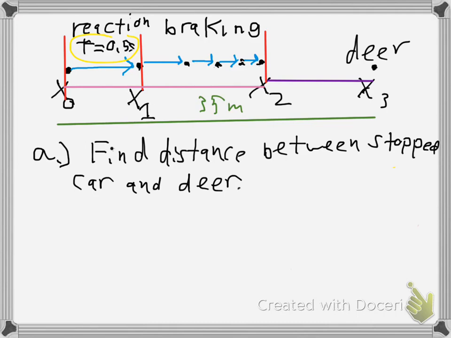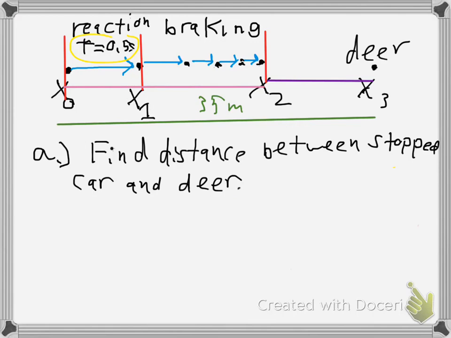Okay, so I separate this question into really two parts. We have the reaction time, which is that first 1/2 of a second, and then we're going to be braking from that point. So x0 represents the starting position of the car. x1 represents where the car is after the reaction time, so 1/2 of a second later. x2 represents where the car is when it comes to a stop, and x3 is the location of the deer.